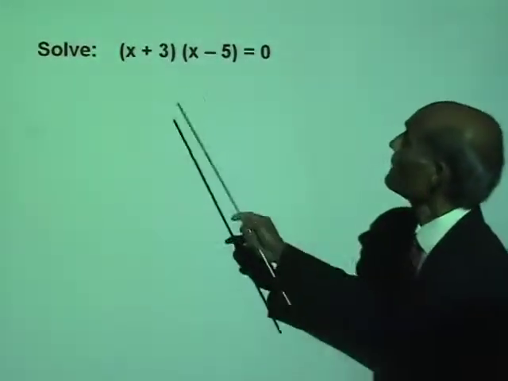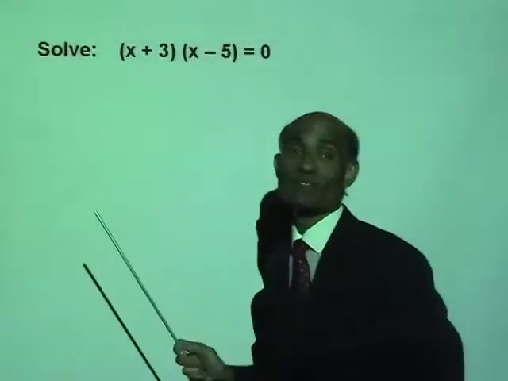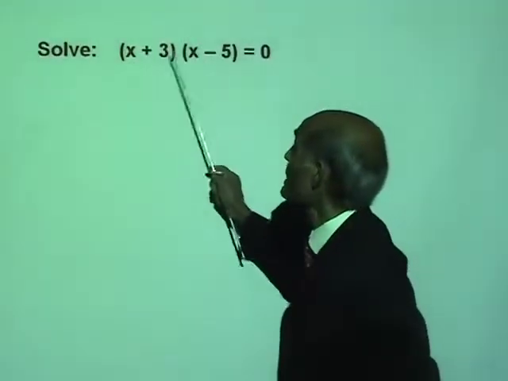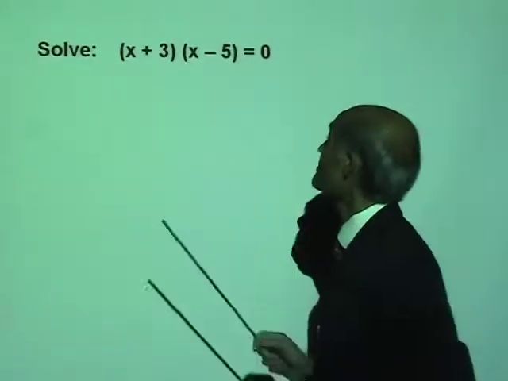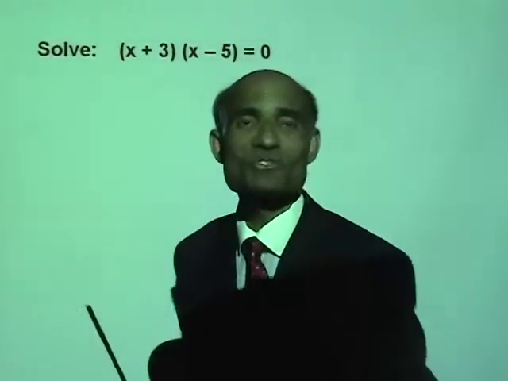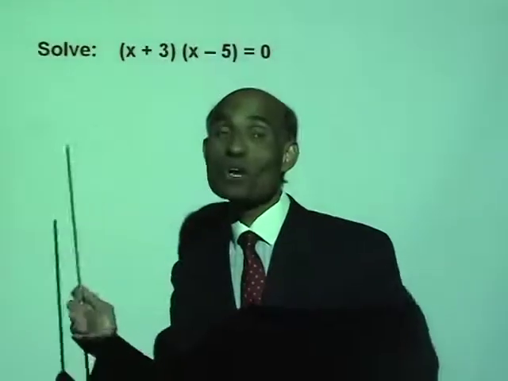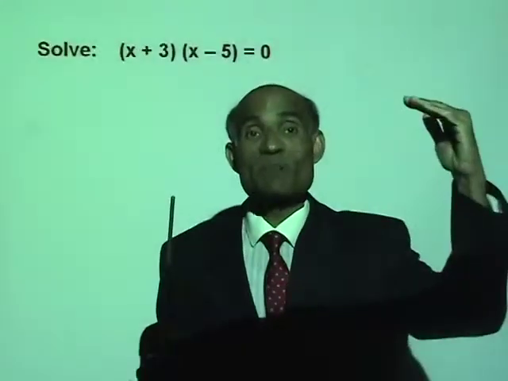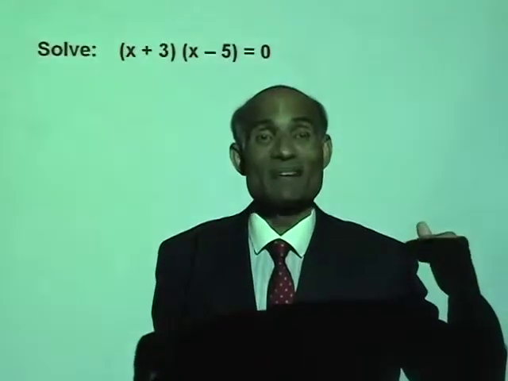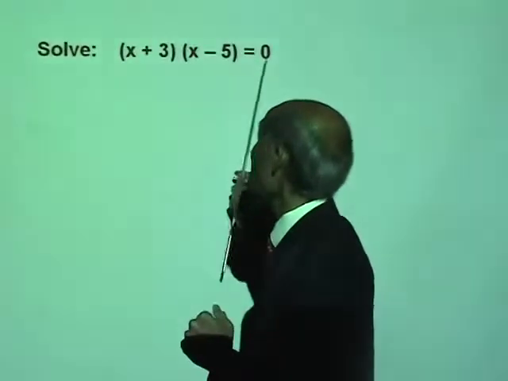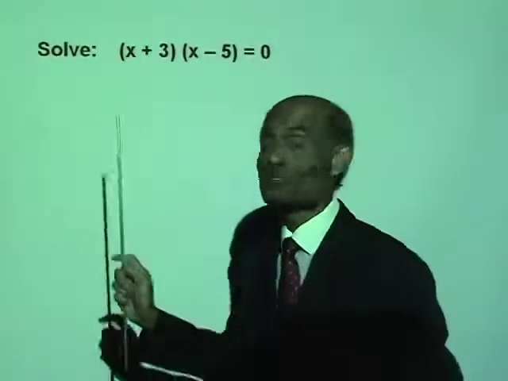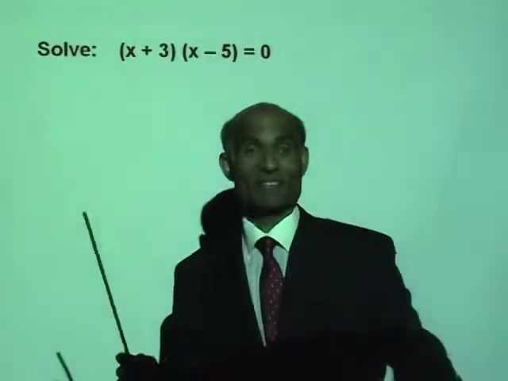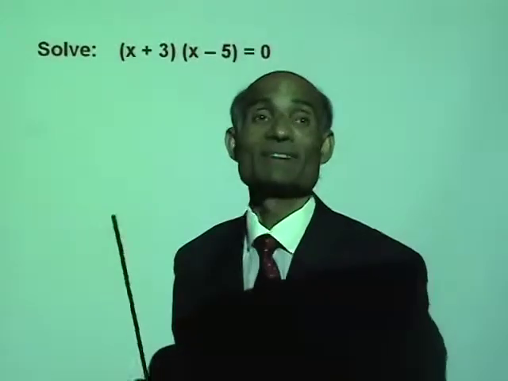All right, let's solve this equation. x plus 3 times x minus 5 equals 0. If you look at this, many of the steps have already been done. The right side is 0. The left side is already factored. So what do you do here?